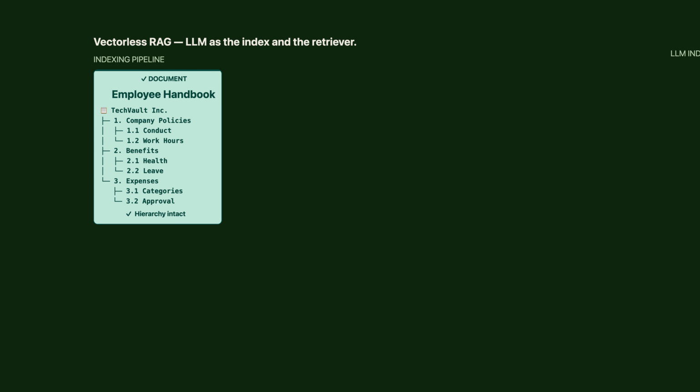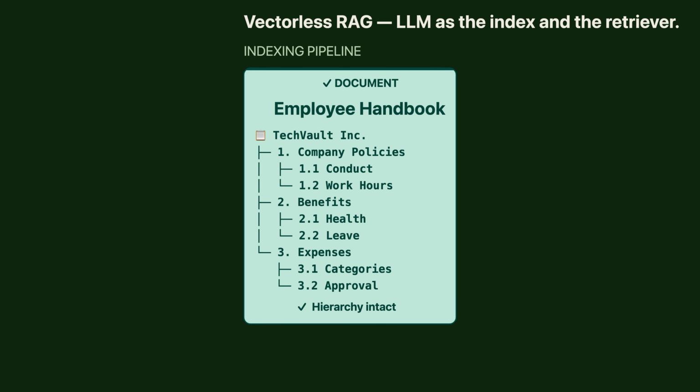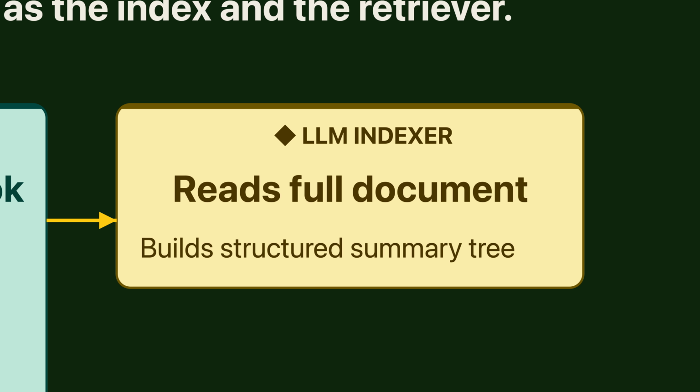Here's how Vectorless RAG handles the same handbook. Same document, full hierarchy intact. Instead of a chunker, we hand the whole document to an LLM with a simple instruction. Let's look at that more closely.